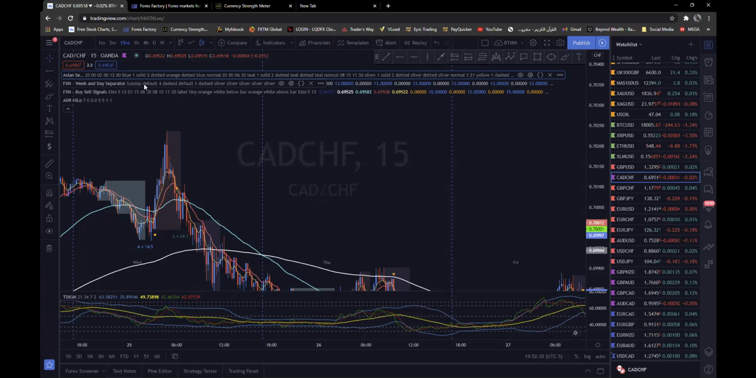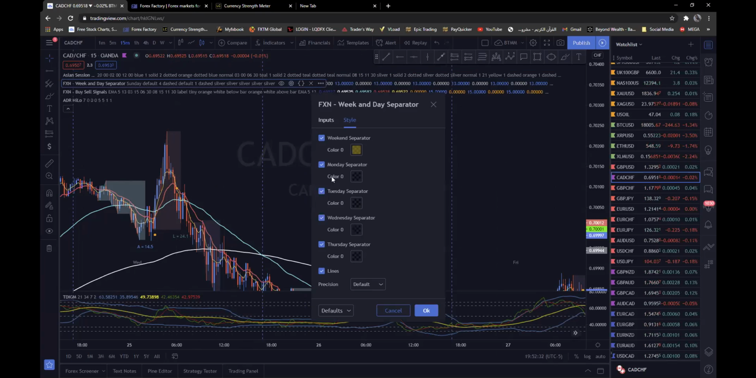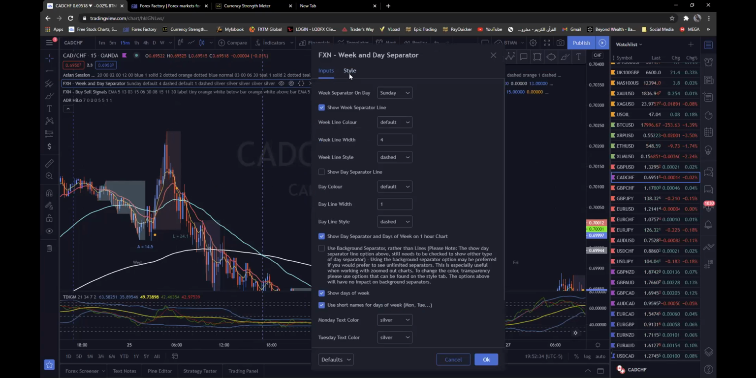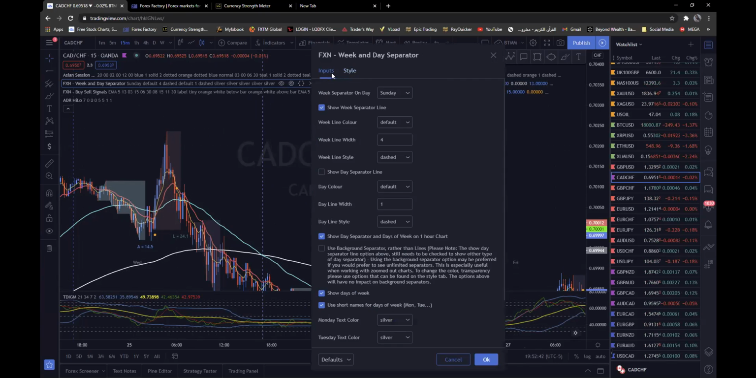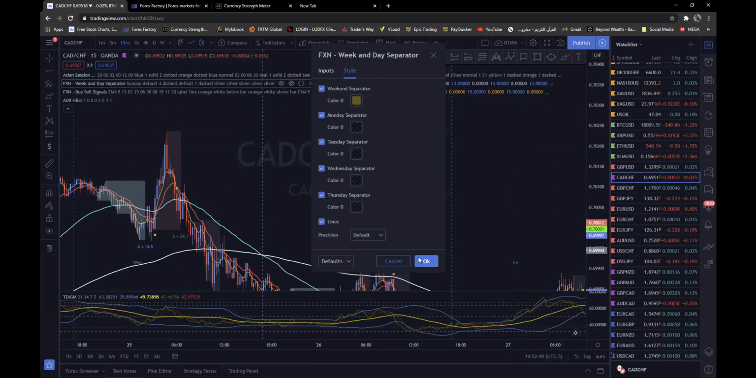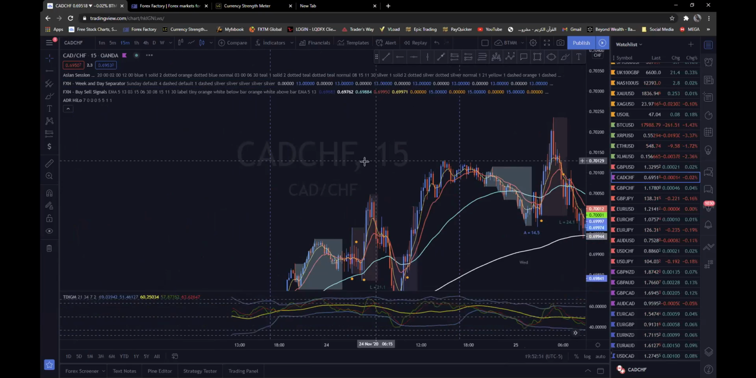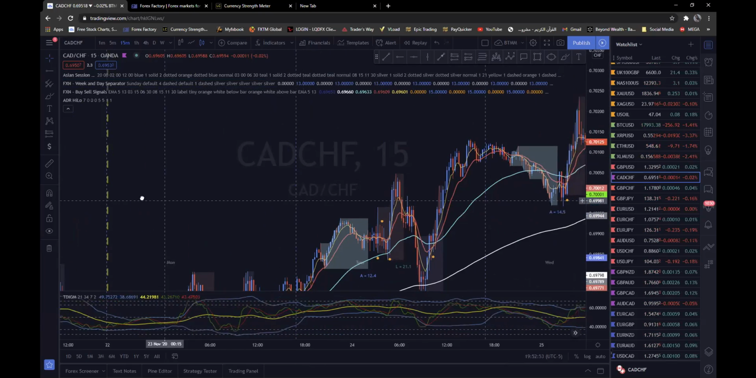All right. And then the week and day separator. This is basically to separate the days, and I just like to see what days I'm in on the chart. I don't really need it, but I like it, right? And you can put a weekly separator so you know where your week starts when you're doing your back test or whatever, right?